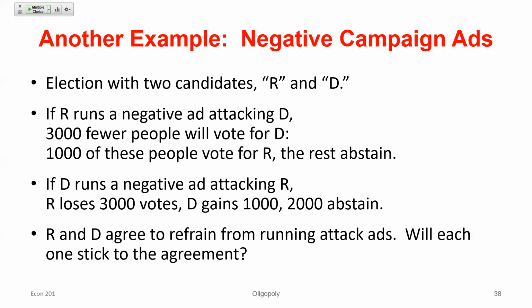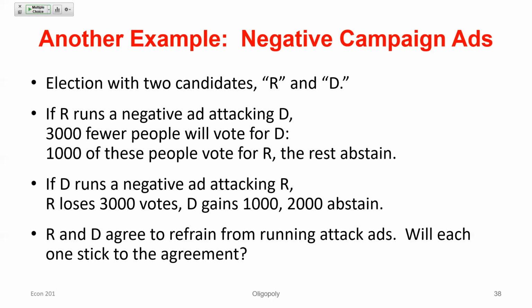Now, if they're both running negative campaign ads, those kind of benefits offset each other, right? I'm no longer getting that additional 1,000 because I'm getting the additional 1,000 from my opponent, but I'm also losing 3,000 because he or she ran a negative campaign ad as well. Right? So both people in that scenario are going to be out 2,000 votes.